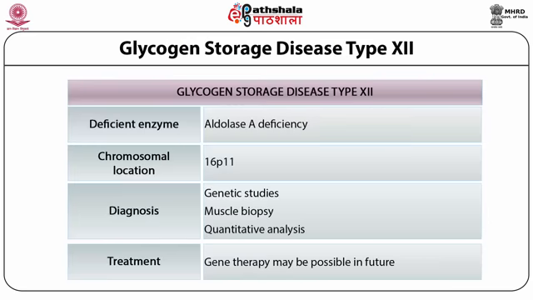Glycogen storage disease type 12. This is also known as glycogenosis type 12, red cell aldolase deficiency or aldolase A deficiency. Again, it is a genetic disorder. It is an autosomal recessive disorder. It results due to the deficiency of aldolase A enzyme. It is caused due to the homozygous mutation. This is the same story that we learned in the previous slide.